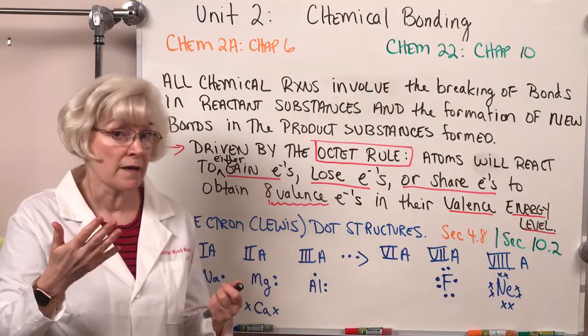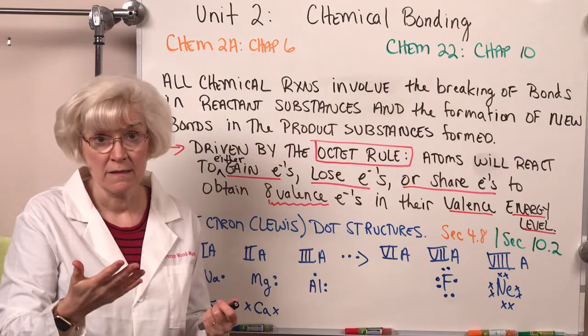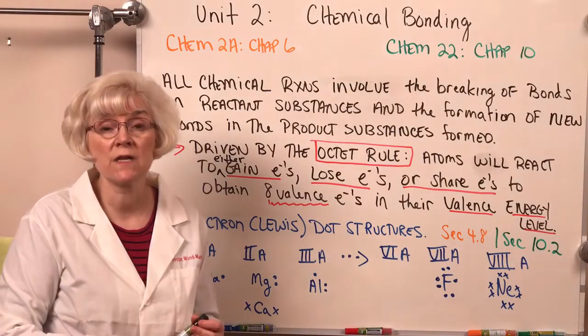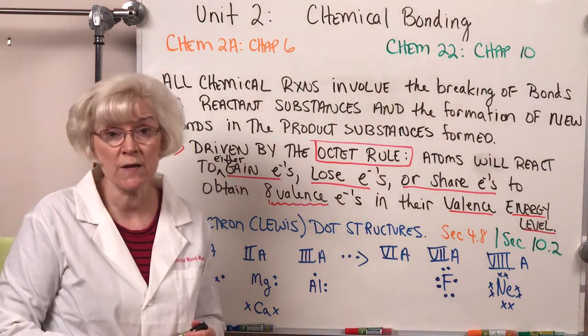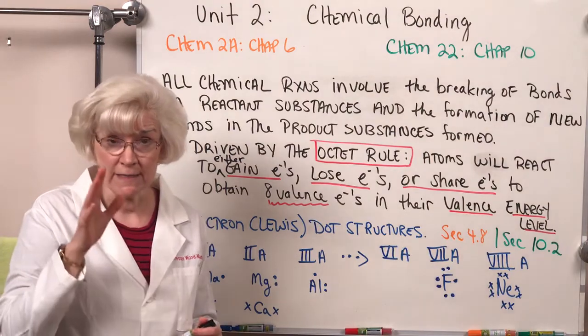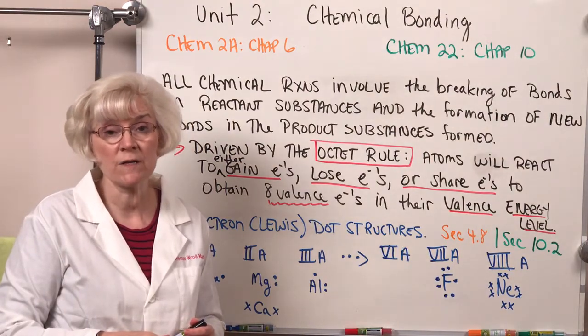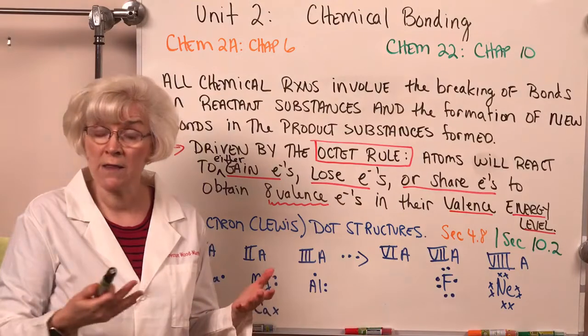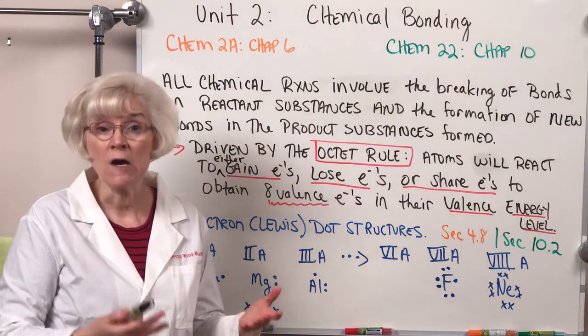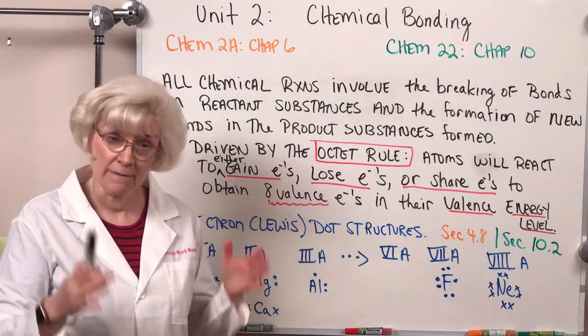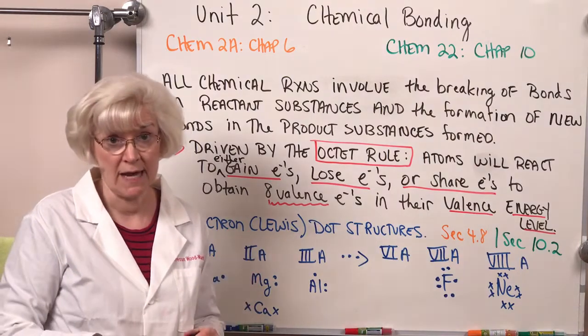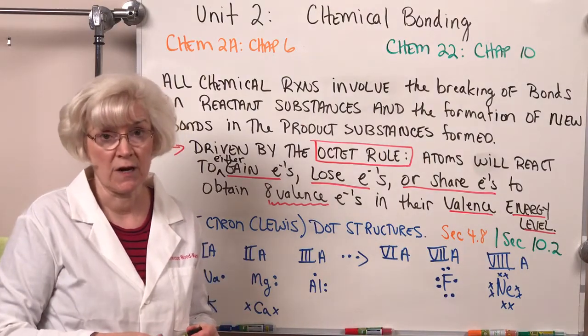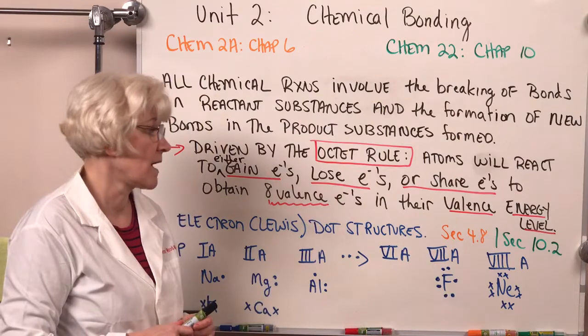And you know that configuration of 8 valence electrons is associated with the noble gas configuration, and that is a very stable electron configuration and explains why the noble gases as a family are very unreactive. They've achieved that octet, that set of 8 electrons in their valence energy level.